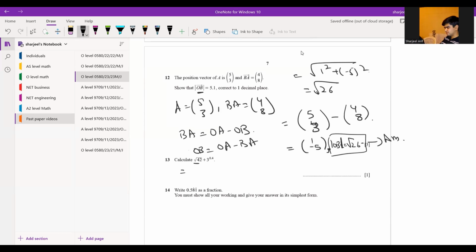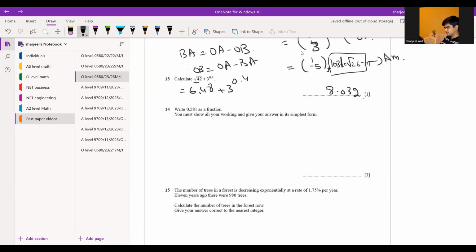So under root 42 is equal to 6.48. You can use your calculator to find it. Plus 3 power 0.4, that would be equal to 8.032. For question number 14, we have the recurring fraction of 0.5818181. Because the second and third values are repeating itself, so we will multiply it by 1000.